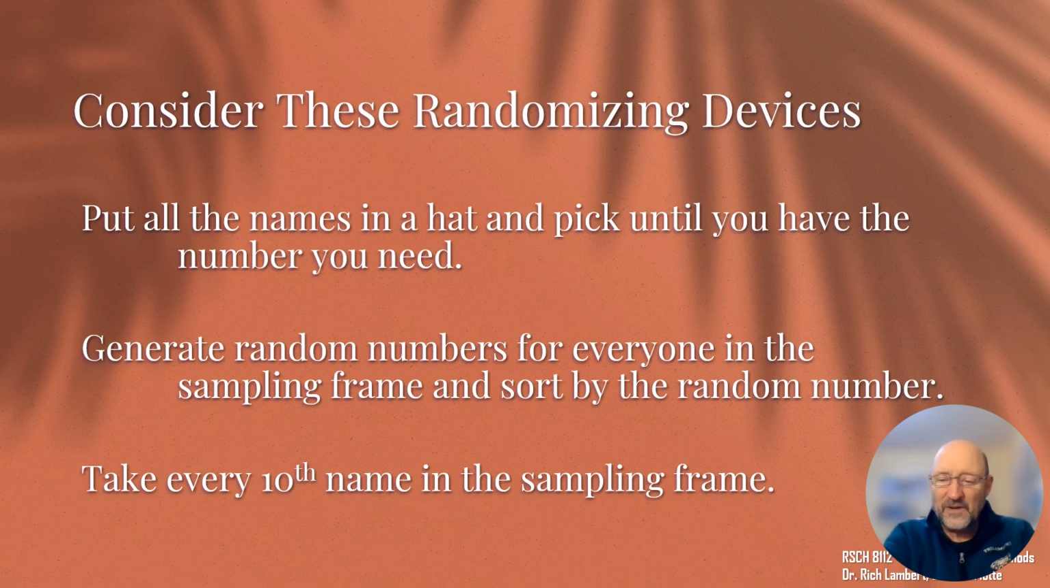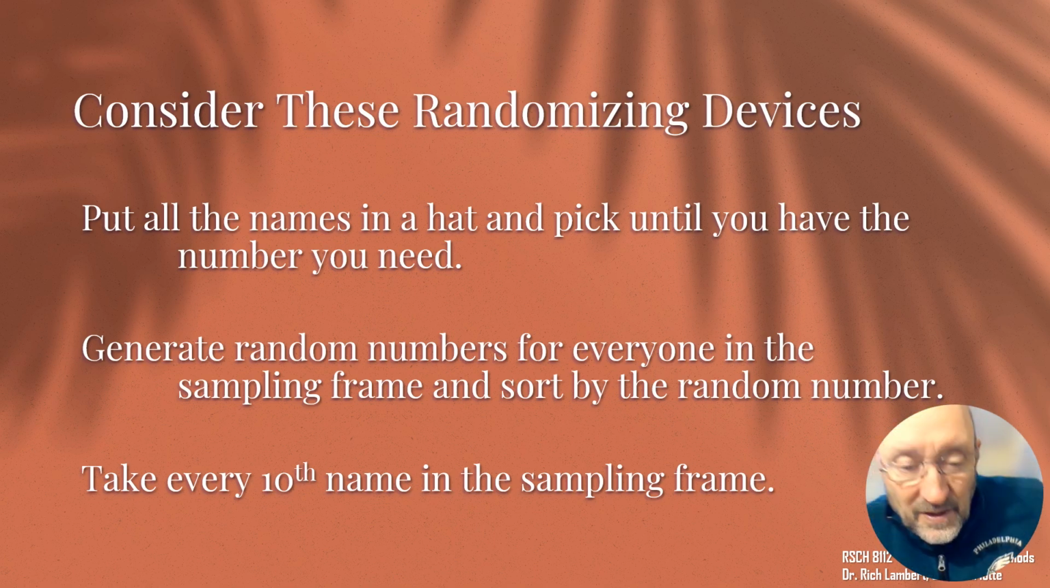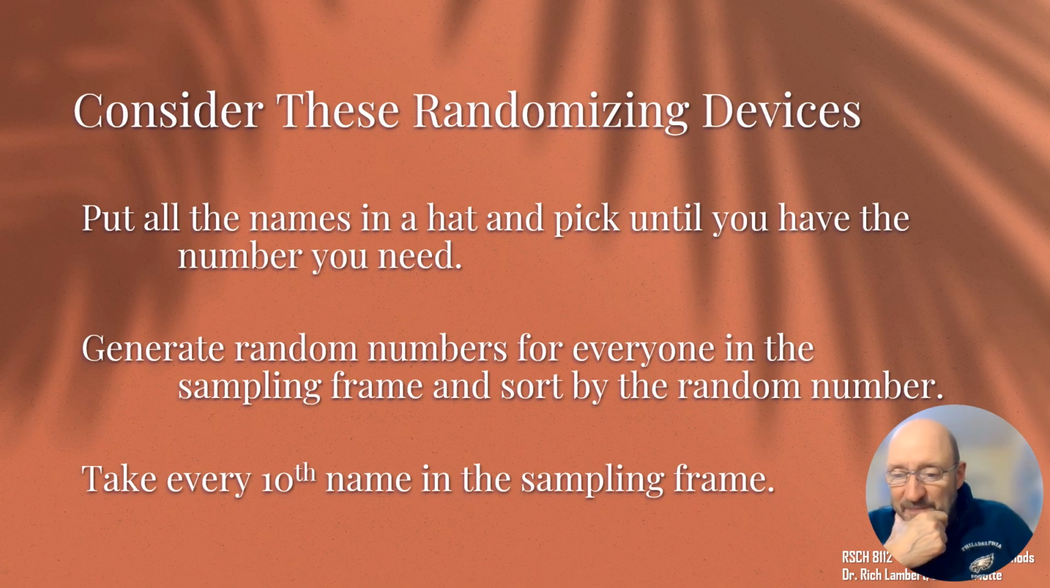All right, let's talk about the first one. Put all the names in a hat and pick names out of the hat until you've got the number you need. Second one, randomly generate numbers for everyone in the sampling frame and then sort by that random number, and then just take the first 20 or the first 50 or whatever number you need. The third method is take every 10th name on the list.